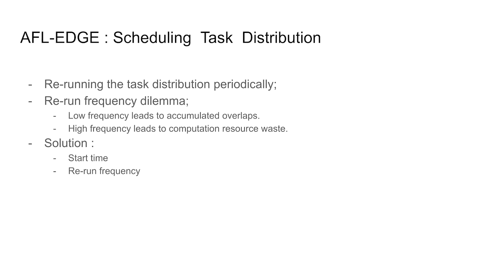Our design needs to periodically rerun the task distribution. However, a low frequency of redistribution may not timely avoid the accumulated overlaps, while too high a frequency can lead to a waste of resources. In our design, we adjusted the scheduling of the task distribution based on the increase of the edge coverage. We start the first round of the distribution after the first hour, and we rerun it once the new edge coverage growth reaches 10%.